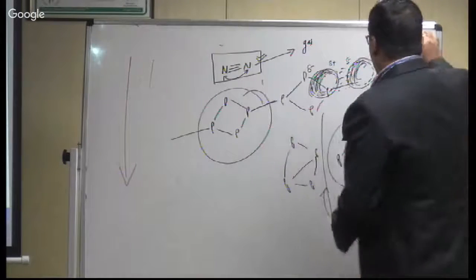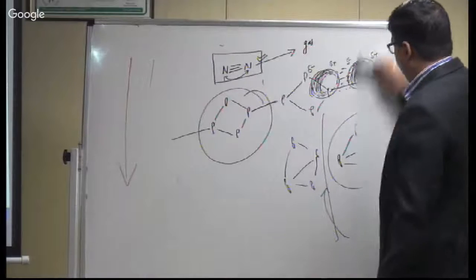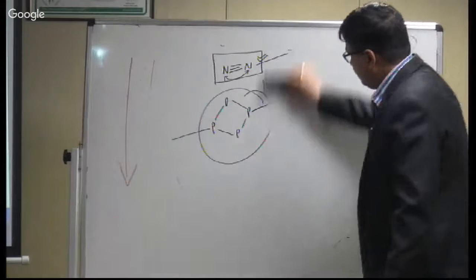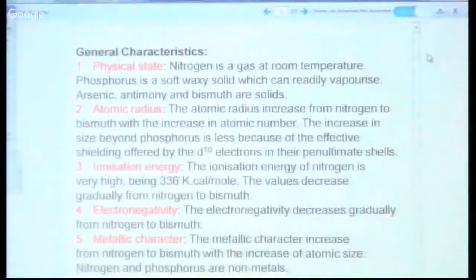Poor shielding effect of, how do you define shielding effect? Tendency to lose electron.